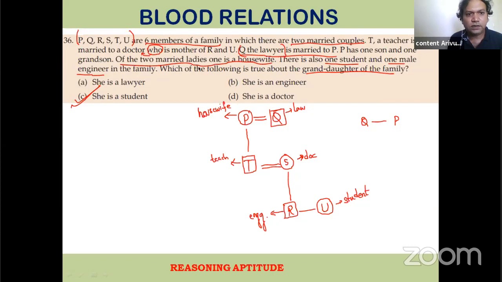So a lot of information is given to you, but slowly and steadily, if you solve this question, you will get the answer. The answer can't be D, that she is a doctor, right? Doctor is married to the teacher. So we can get to know everything now. Who is the housewife? Who is the lawyer? Who is a teacher? Who is a doctor? We can't tell who is the engineer, but we can tell that the grandson is an engineer and the granddaughter is the student.